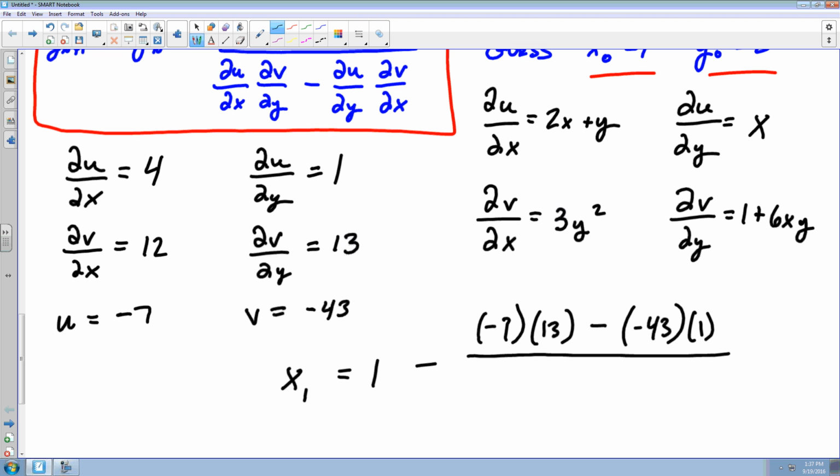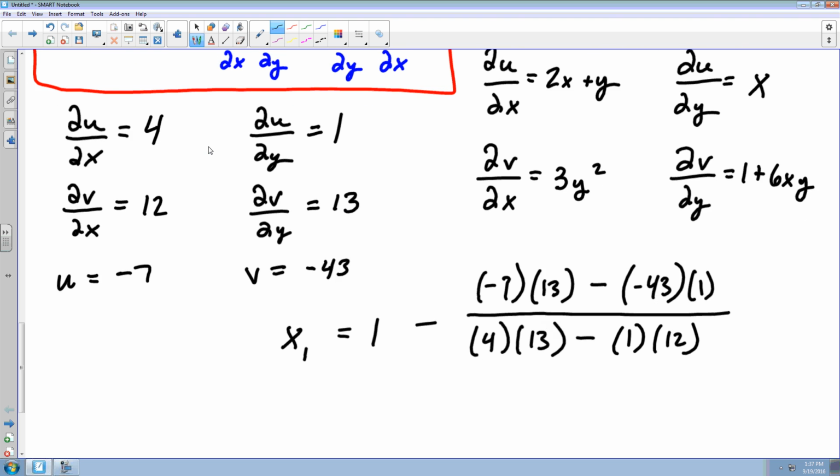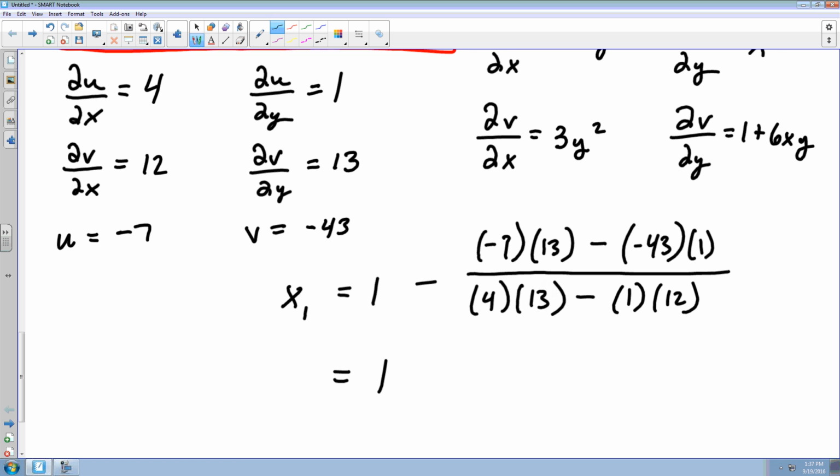Okay? And then you're going to divide by each one of these. Partial u with respect to x is 4. Partial v with respect to y is 13. Minus partial u with respect to y is 1. And then partial v with respect to x is 12. Okay. So now we do some cleanup here. Let's see here. The top is 13 times 7. What's that? 70 plus 21. So that's minus 91.